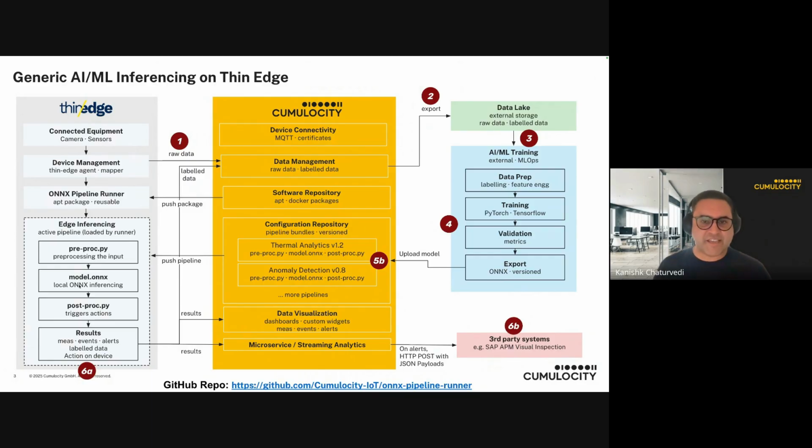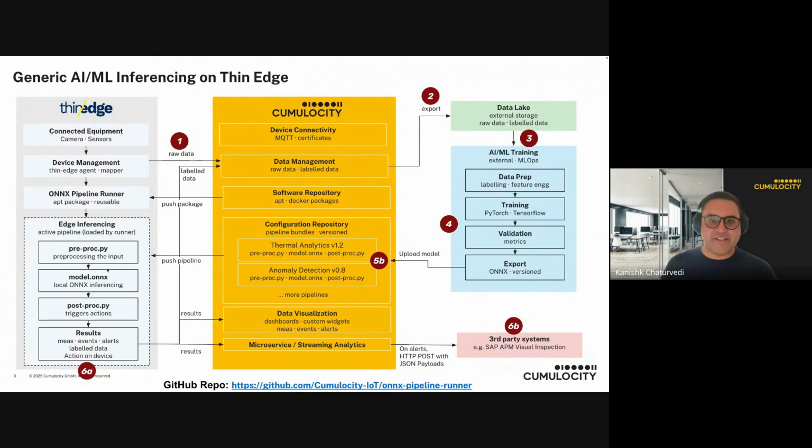The second file is the model file, which is model.onnx. This is the actual trained model that was created in the AI/ML training environment. The third part of the pipeline is the post-processor. It takes the output of the model and decides what to do next. For example, based on some results, raise an event, send an alert, or maybe trigger an action on the device. That's why these three files are quite important whenever we work with any kind of machine learning model.